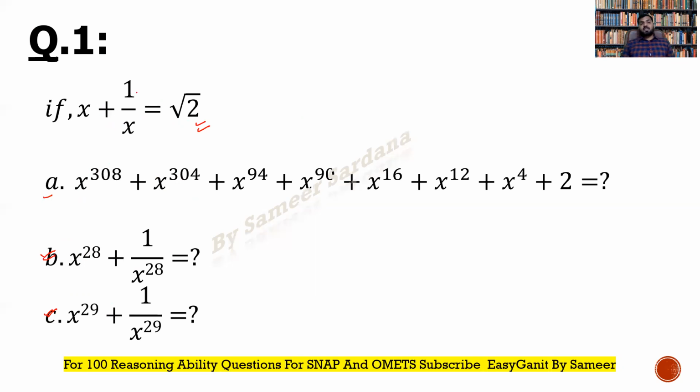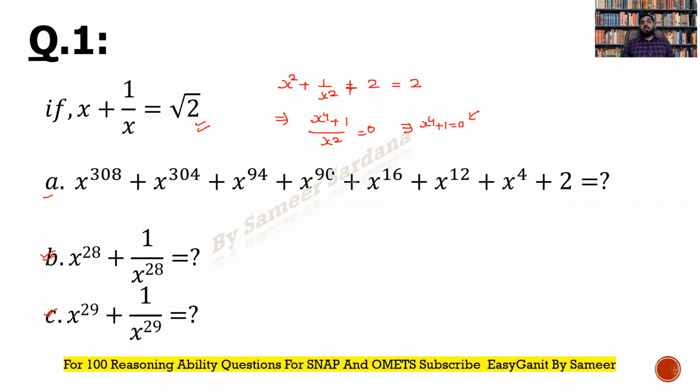Every time you are given x plus 1 upon x is equal to root 2, right, you should know that you should be taking a square on both sides. If I take a square on both sides, I'll get x square plus 1 upon x square plus 2 times of ab, that is 2, is equal to 2. So can I say this now, that x power 4 plus 1 divided by x square will be equal to 0? Or can I say that x power 4 plus 1 will be equal to 0?